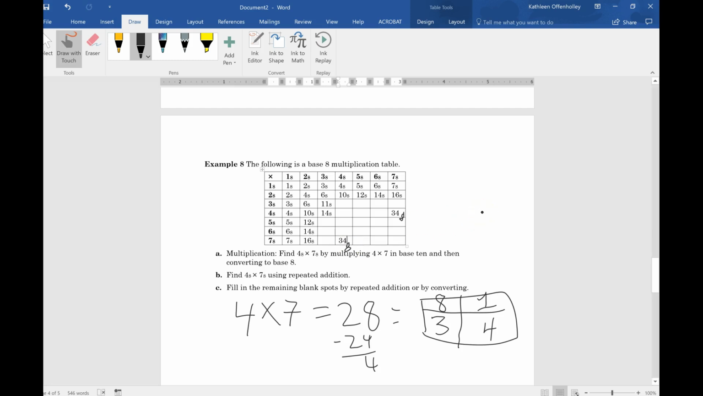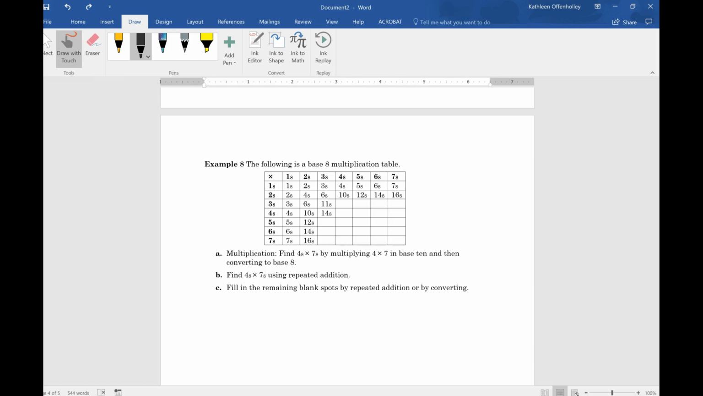Now, how about doing this by repeated addition instead? How would you do it? Think about 4 times 7. If you wanted to just repeat the 7, how many times would you have to repeat the 7? You would have to do 4 7s. So I'm going to do 2 at a time and then add what I have together.